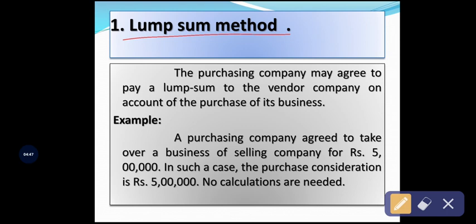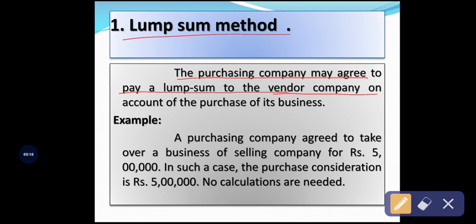The purchasing company may agree to pay a lump sum amount to the vendor company. Vendor company is nothing but the transferor company or seller company, because it will be transferring the assets and liabilities to the transferee company. That's why the company is called the transferor company or vendor company.